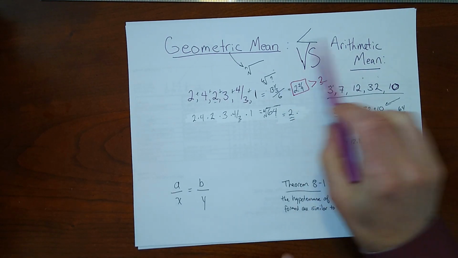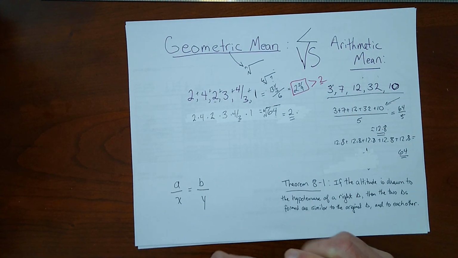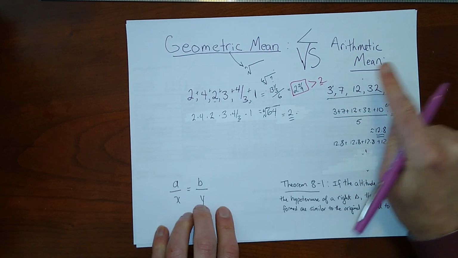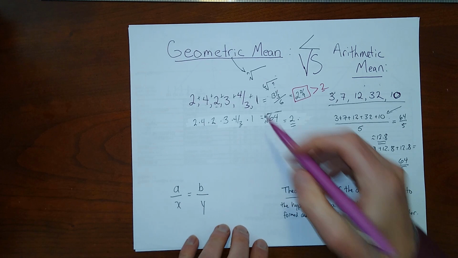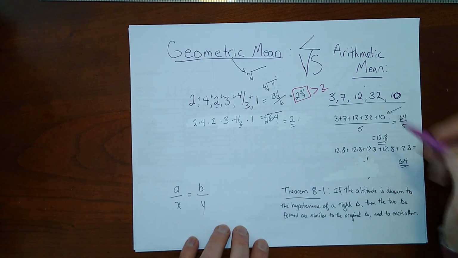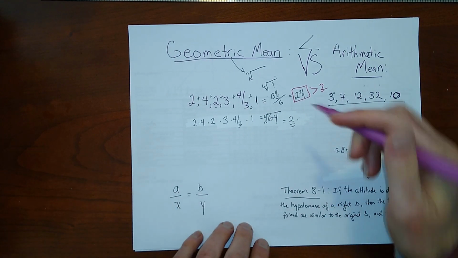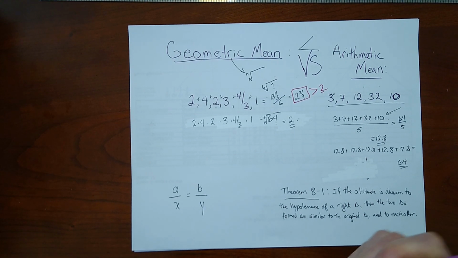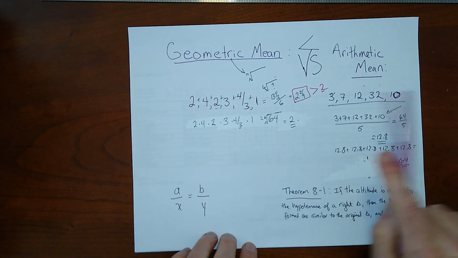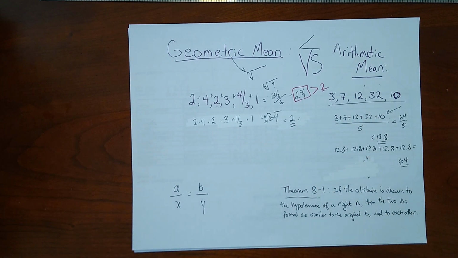Okay, and that is always going to be true. The geometric mean of the same group of numbers will always be smaller than the arithmetic mean. And it's because we're doing this root thing instead of dividing, which reduces the size of the number more quickly. So that's what the geometric mean is, and that's its sort of relation to the arithmetic mean.